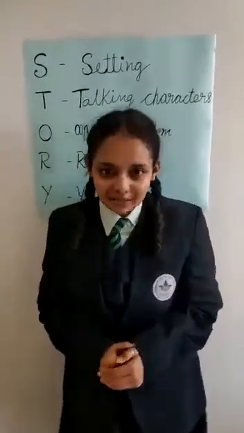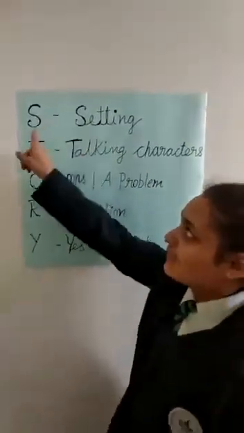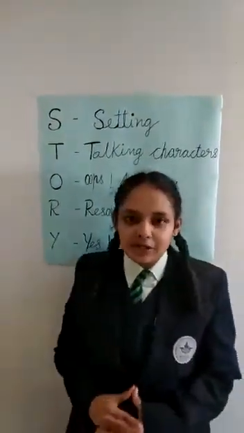Today I'm here to help you with one of the composition chapters, which is story writing. Sometimes it becomes really difficult to write a proper story. So here I have the 5 elements from which you can write a proper story. Let's begin. The first element is setting, which stands for S. Setting means the location of the place.